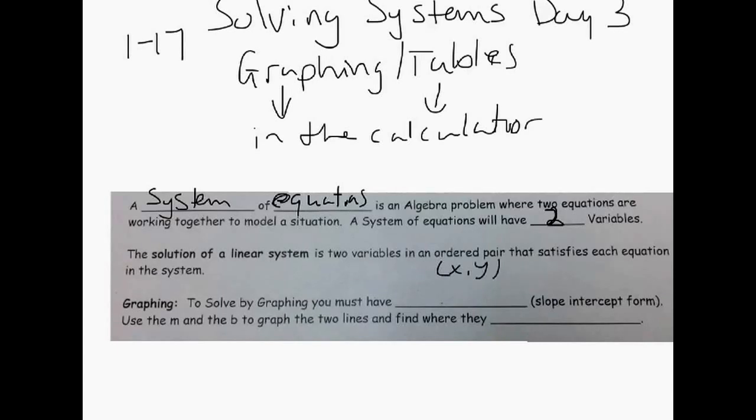To solve by graphing, you must have them in y equals mx plus b form, which we've spent a lot of time talking about this year. You use the m and the b to graph the two lines, and you find where they intersect. And that's all systems are about, is finding out where the two lines hit each other.